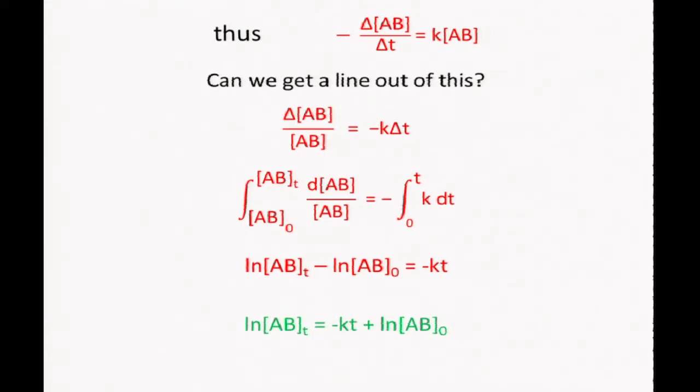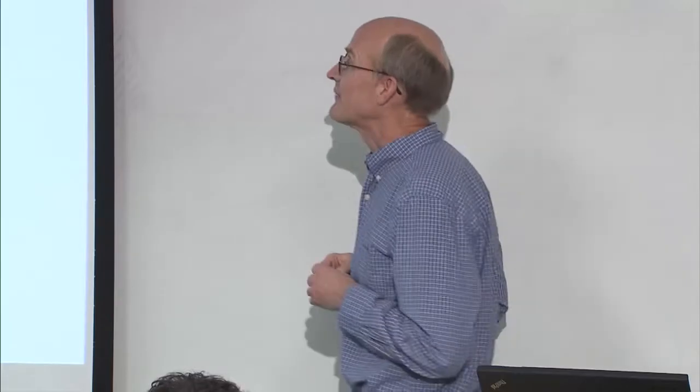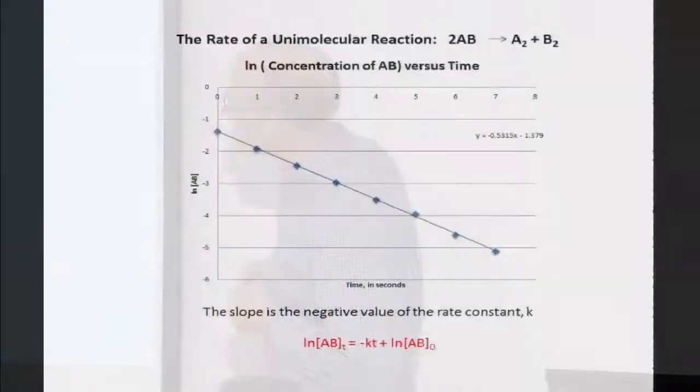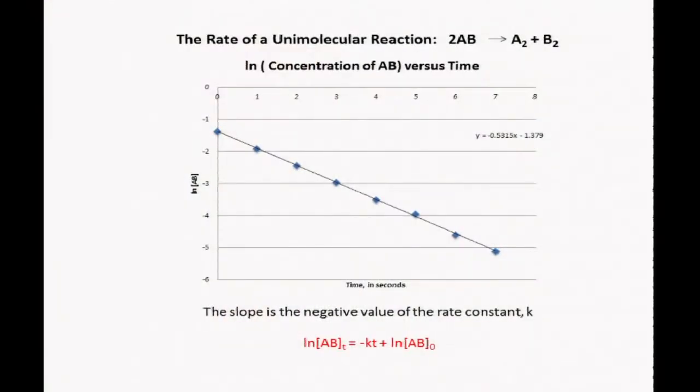Okay, so the natural log of the concentration of AB at time t is equal to negative kt plus the natural log of AB at time 0. So there's my y equals mx plus b. If we plot that, we get a nice graph. The slope's equal to the negative value of the rate constant k.